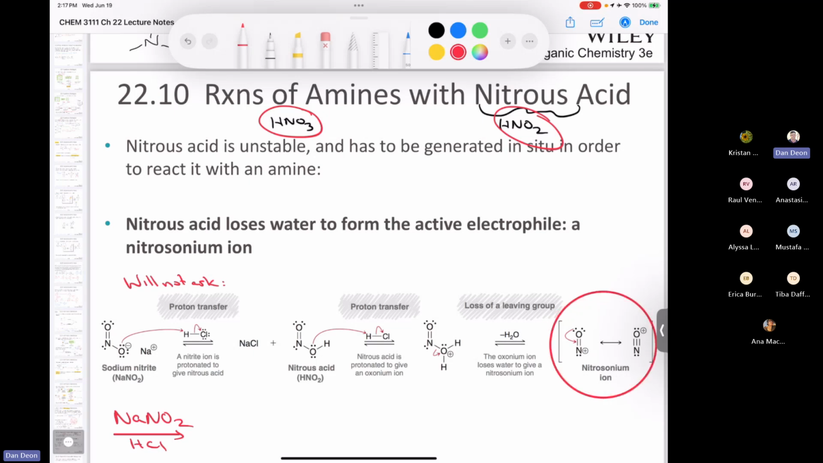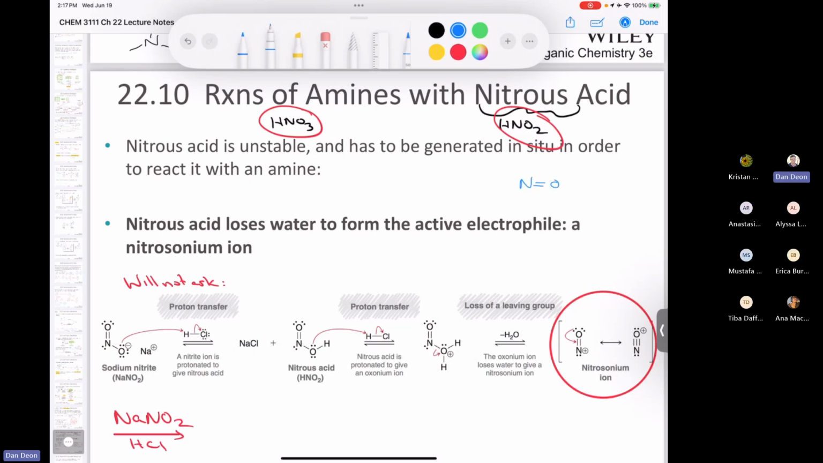This is the nitrosonium ion, not to be confused with the nitronium ion. I had a student put up their hand one time and say, isn't that the nitronium ion? No, this one here that I'm drawing is for nitration. This is the nitronium ion. That was covered in chapter 18. That was for nitration. The nitrosonium ion is something different.